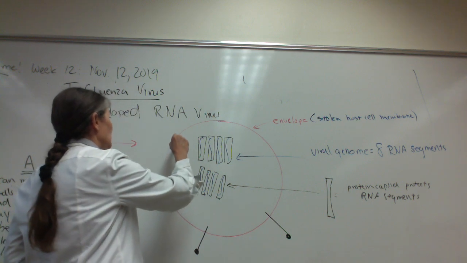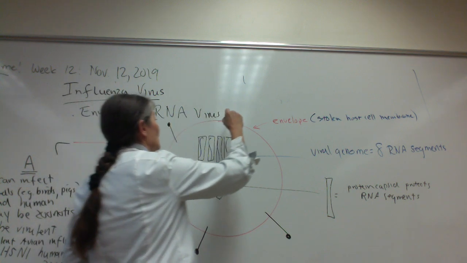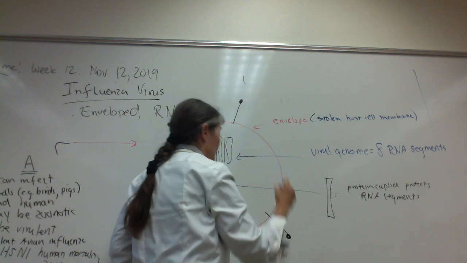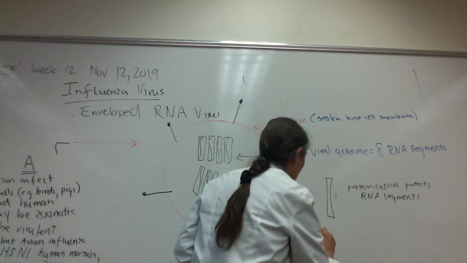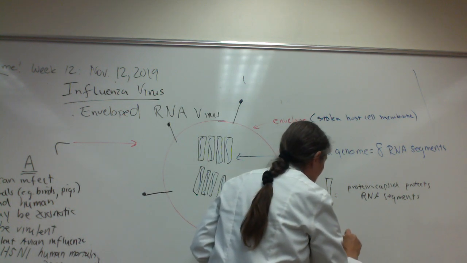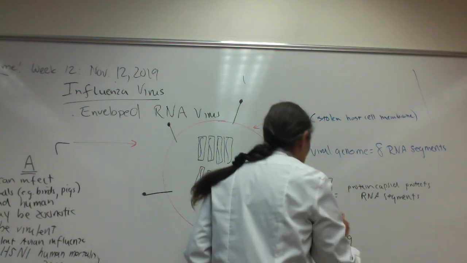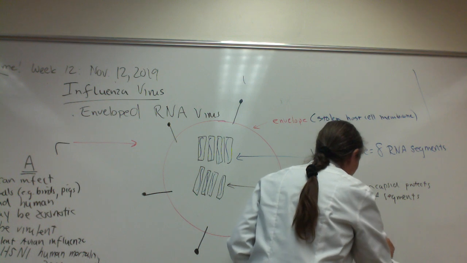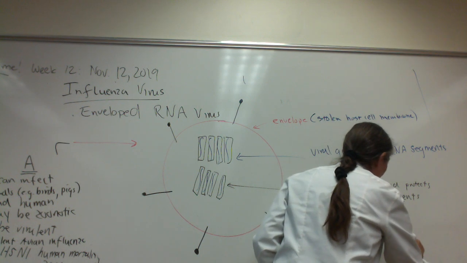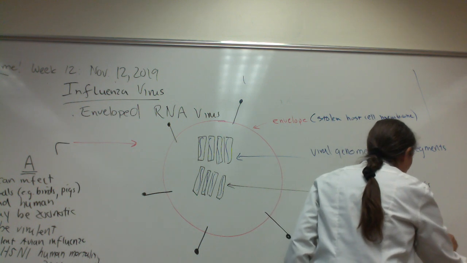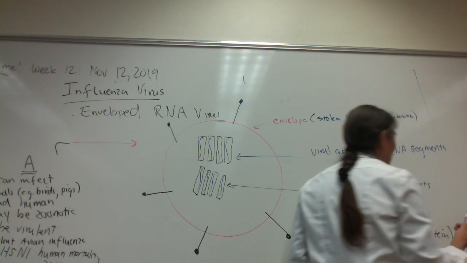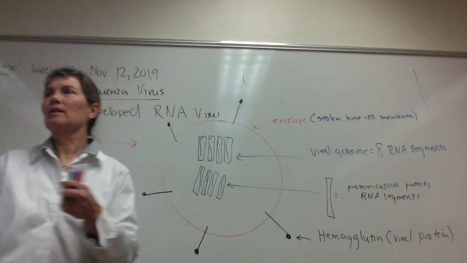And it turns out the hemagglutinins are the influenza adhesin. So this is called the hemagglutinin. Am I spelling that right? Yeah, hemagglutinin. This is a viral protein. And just the history of this, you guys, hemagglutinin literally means blood clumping.